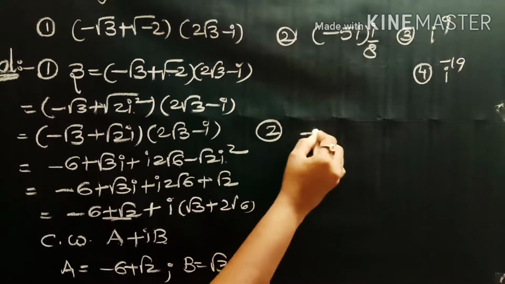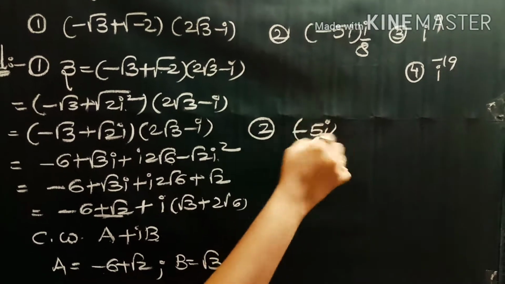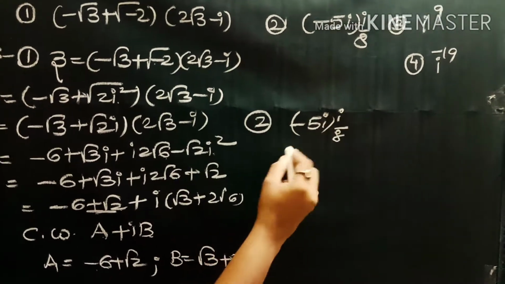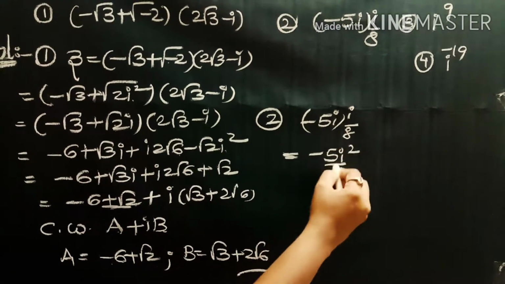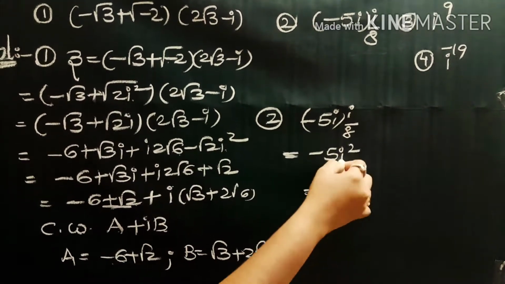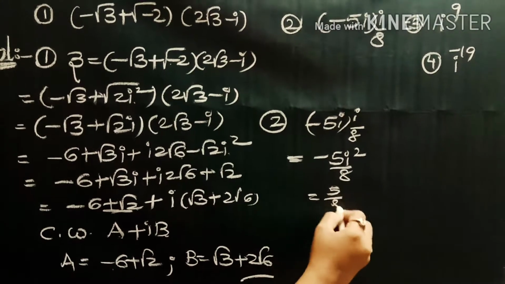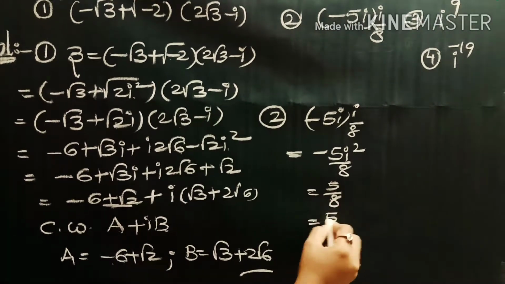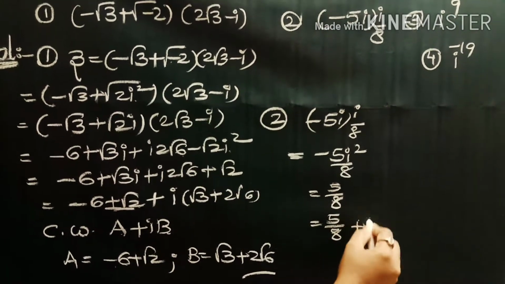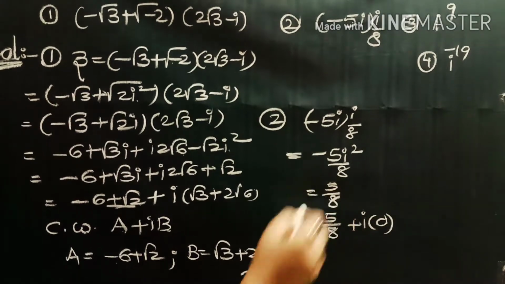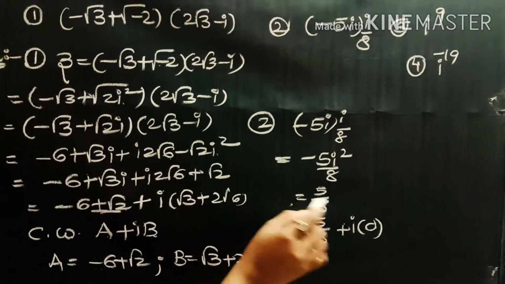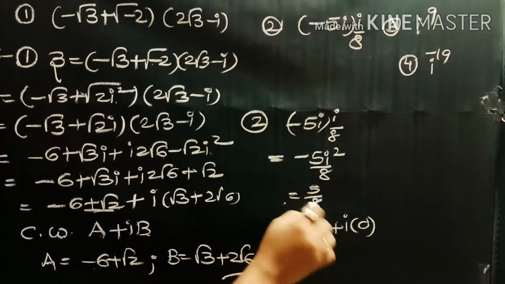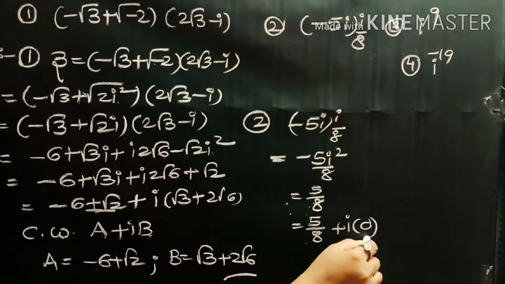Second sum: minus 5 i into i by 8, and this is equal to minus 5 i square by 8. But i square is equal to minus 1, so it becomes 5 by 8. And 5 by 8 can be taken as 5 by 8 plus i into 0. 5 by 8 means it contains only the real part, there is no imaginary part. So we are writing that this term is 5 by 8 plus i into 0.